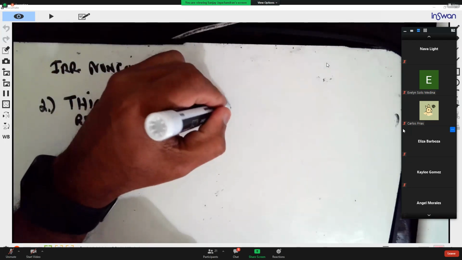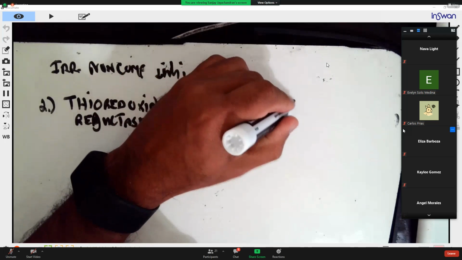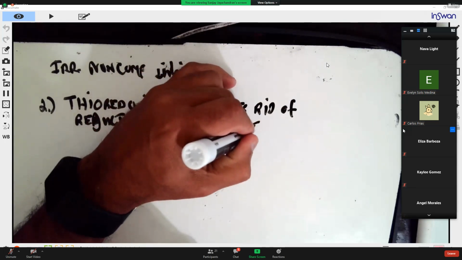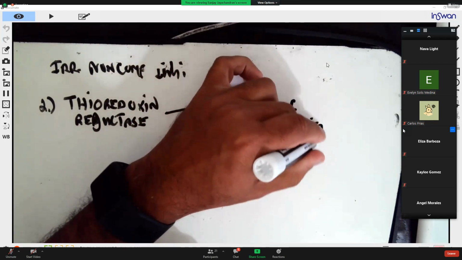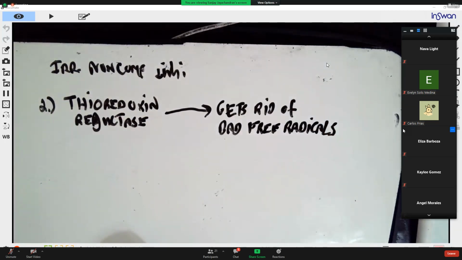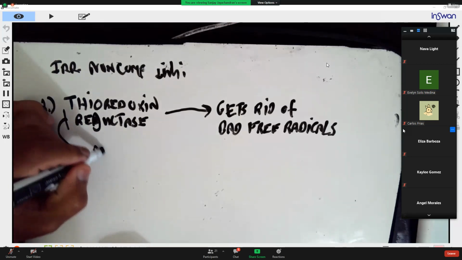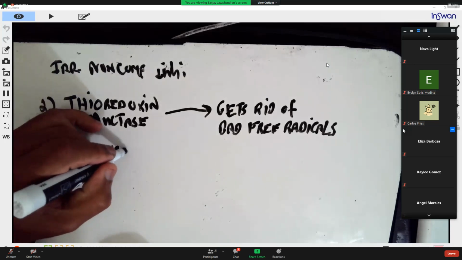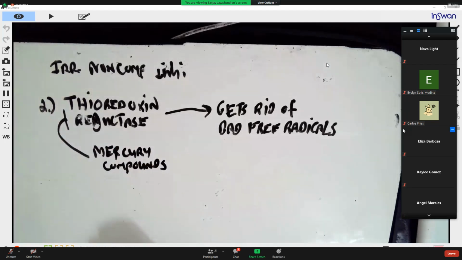So it gets rid of bad free radicals. Right? It gets rid of bad free radicals. Okay? Now, there's an important blocker of this enzyme, and that is mercury compounds. The compounds of mercury will block this enzyme and can be very lethal.